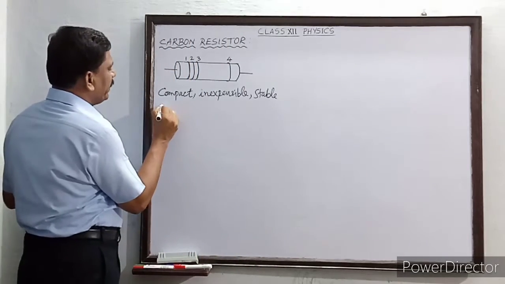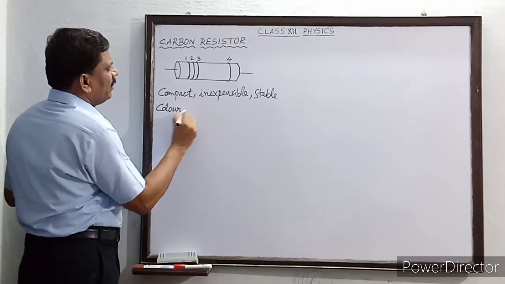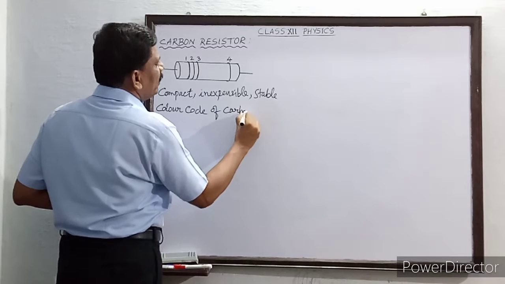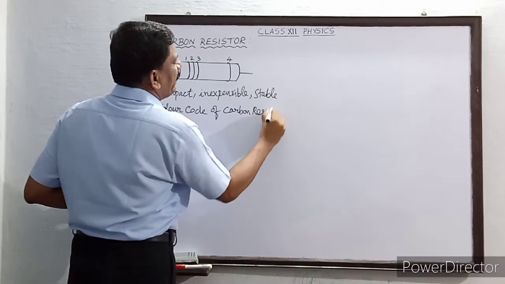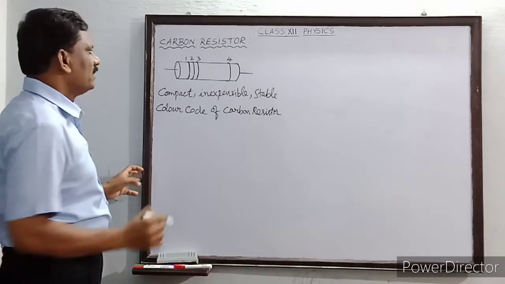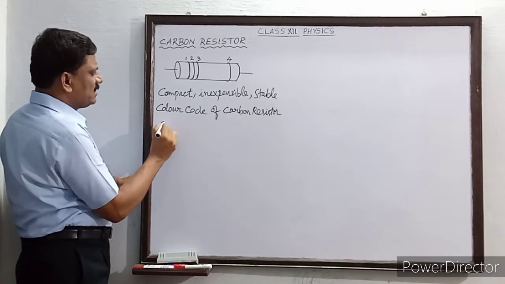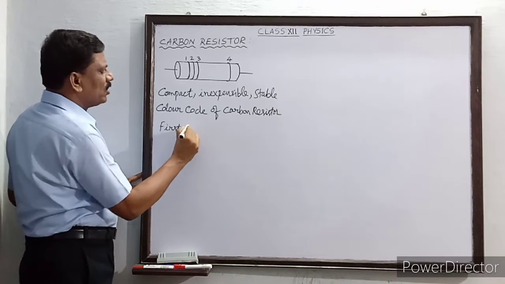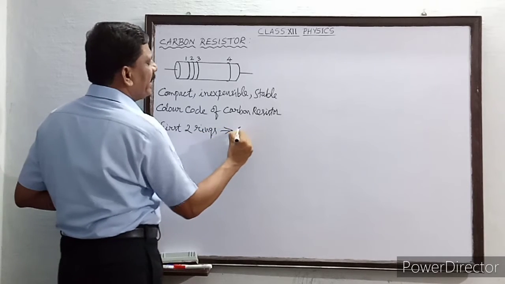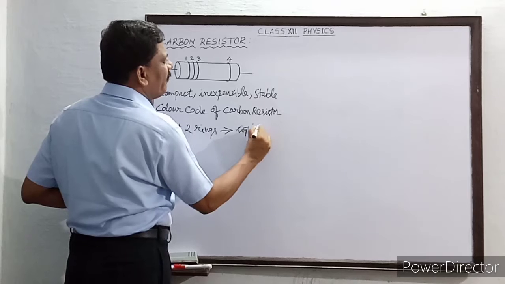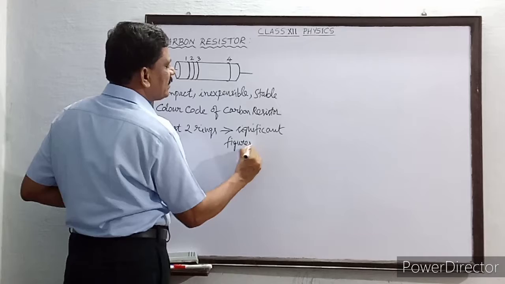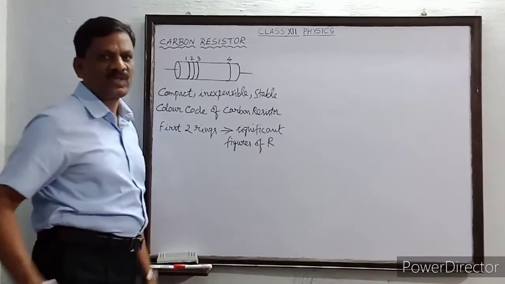So the color code of the resistance, or the color code of a carbon resistor. Before that, look at how many rings there are. There are 4 rings. The first 2 rings, 1 and 2, are the significant figures of the resistance.